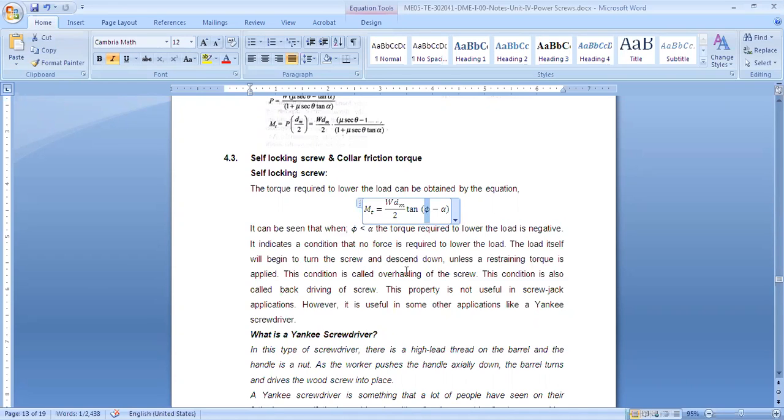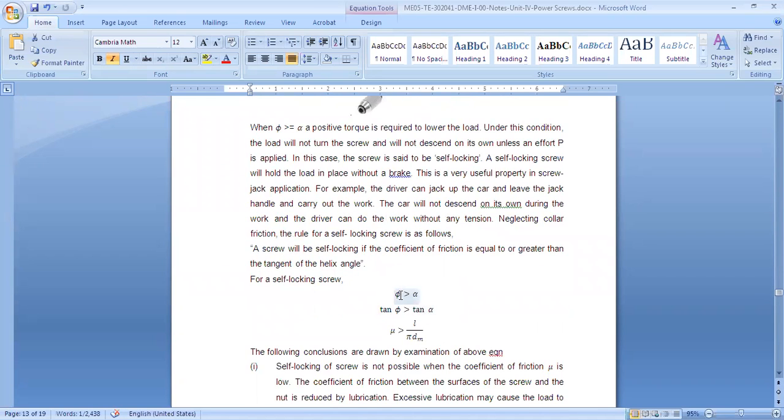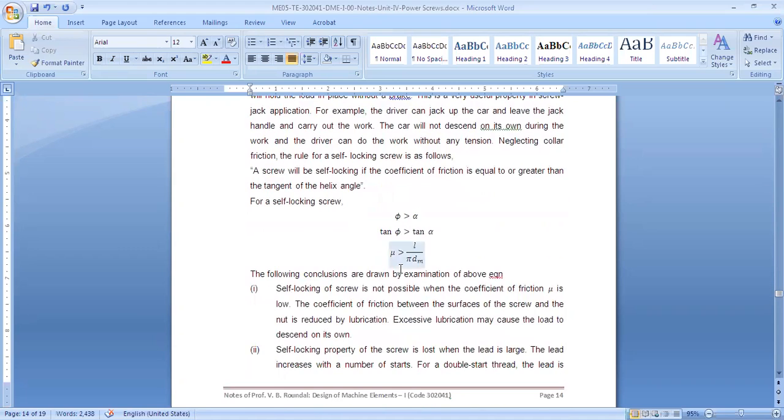So what is the self-locking property? Self-locking property is a property by which a screw will not come down by itself, but will need a torque to lower itself. And for that, the important condition is that phi is greater than alpha. Okay. So we have seen now that phi is greater than alpha for a self-locking screw. What is phi? Tan phi is your coefficient of friction, and alpha is your helix angle. So if we take tan on both sides, you will get tan phi equal to mu, the coefficient of friction, and tan alpha. We have seen that.